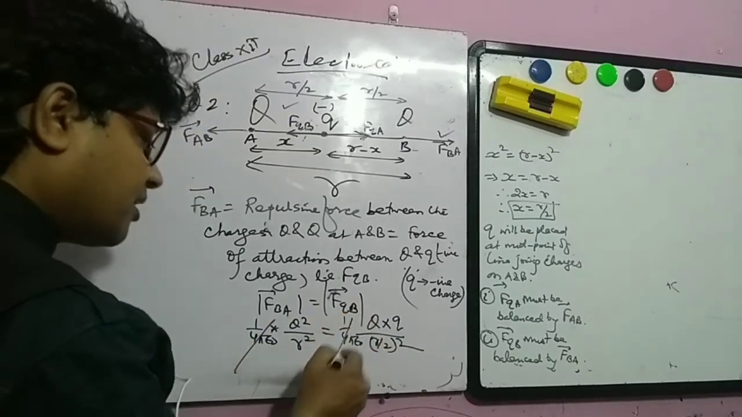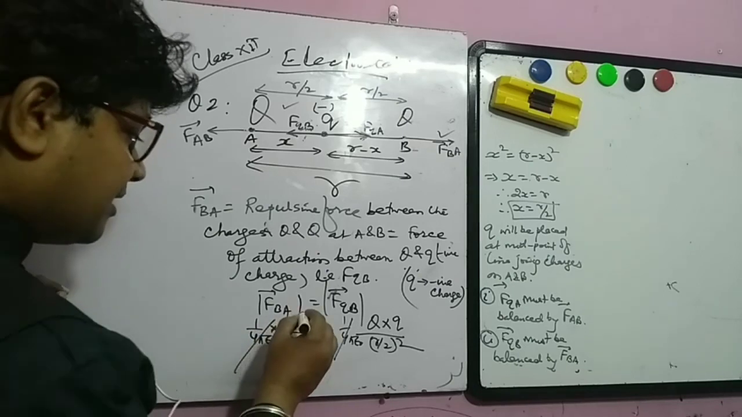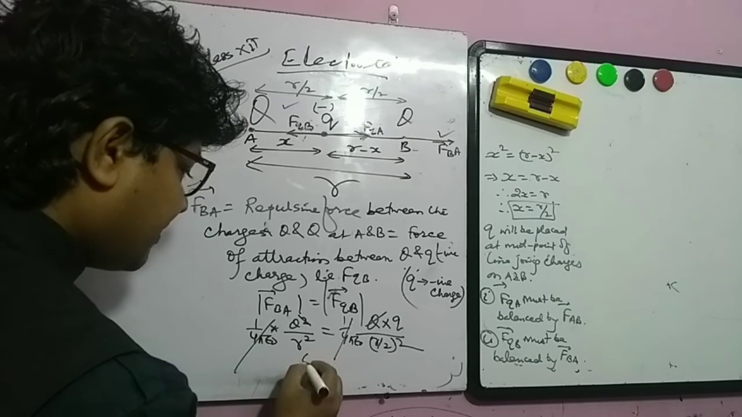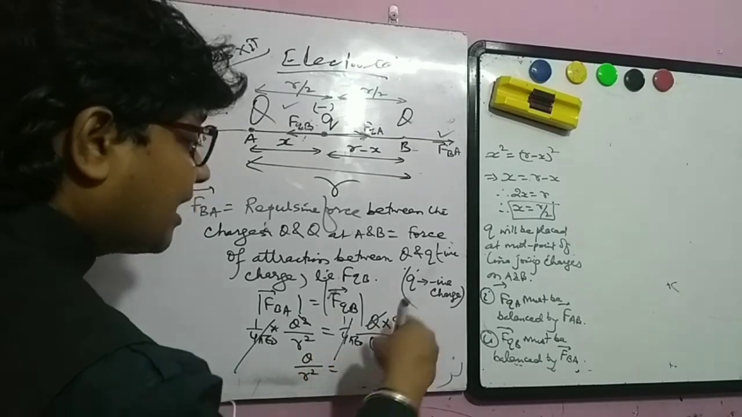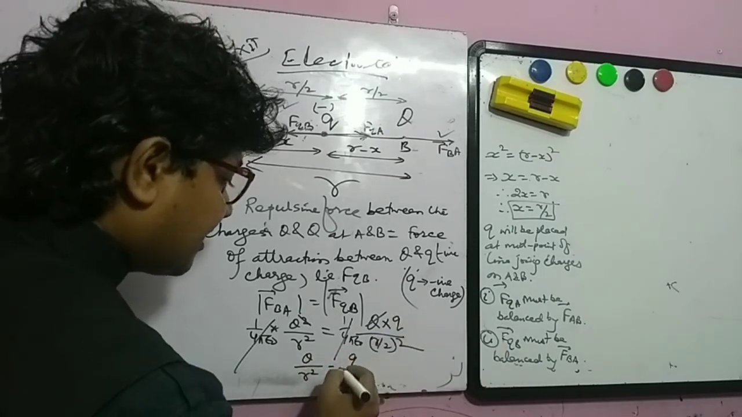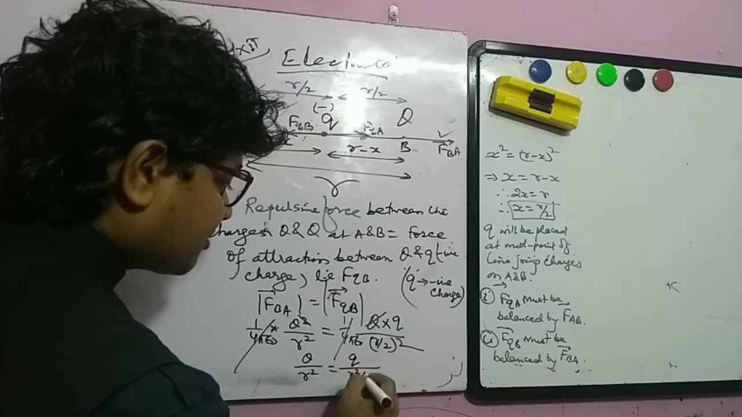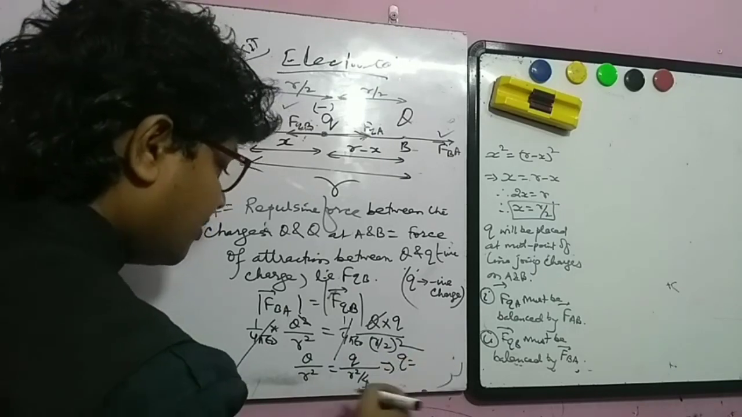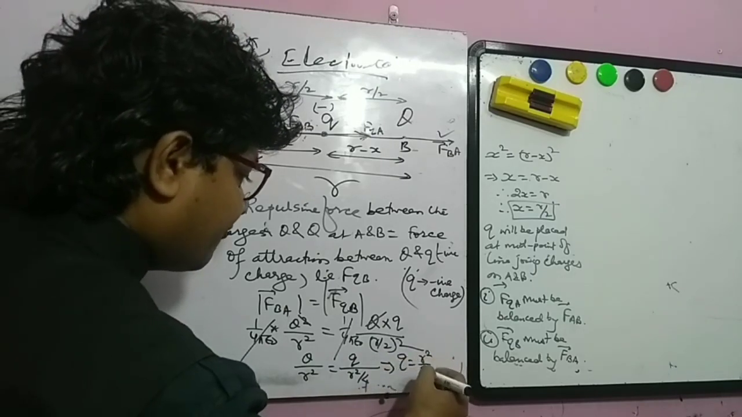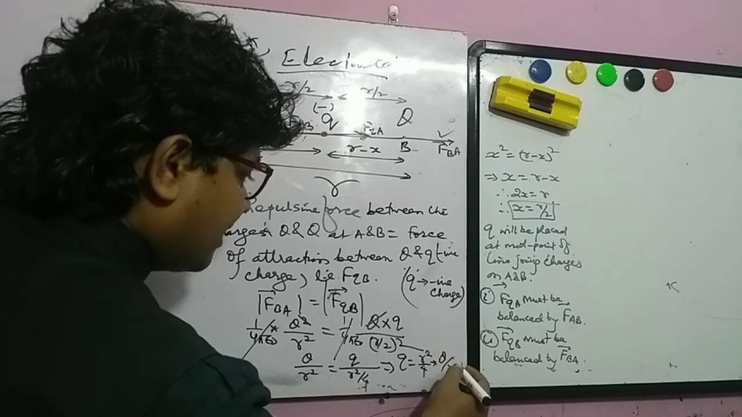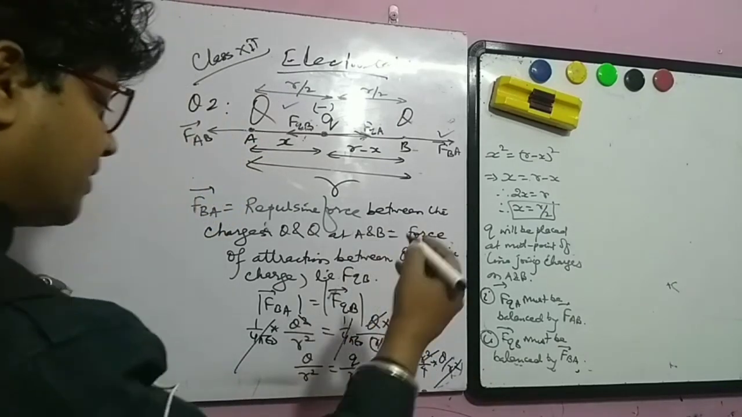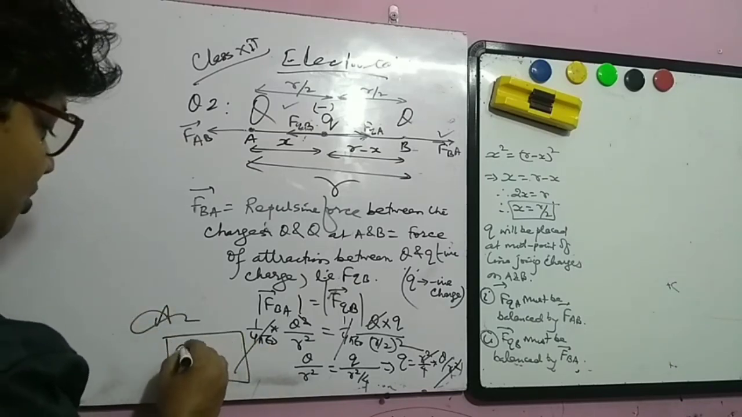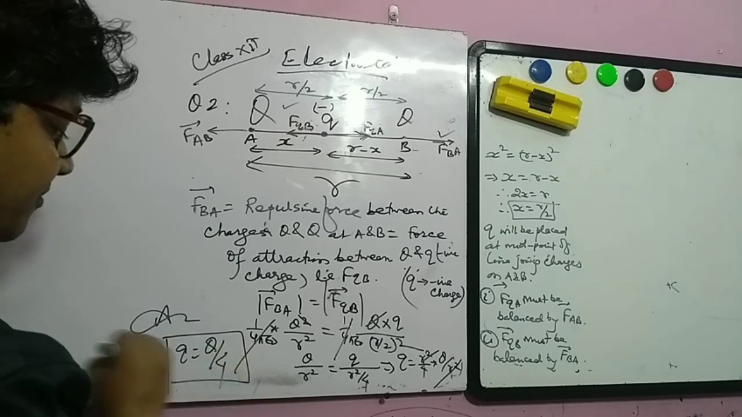So 1/4πε₀ gets cancelled, right, this Q and q gets cancelled. So what we are getting here, we are getting Q by R², and here we are getting q divided by R² by 4. So what will be q? So q will be equal to R² by 4 into Q by R². So this gets cancelled. So what is the answer? The answer we are getting, q is equal to Q by 4.